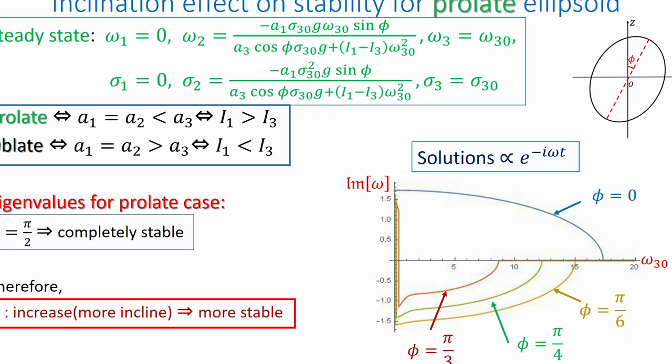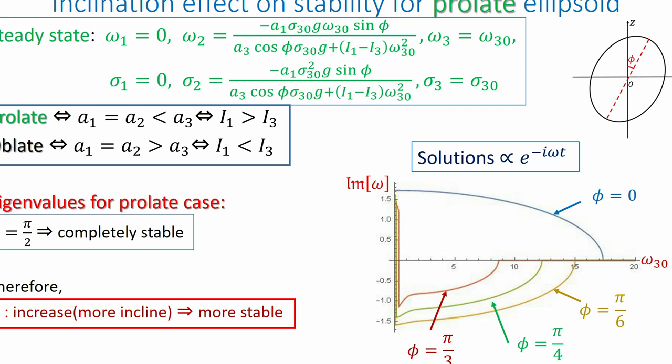The prolate case is elongated, like a rugby ball. Then its feature is that the first component of the inertial tensor is larger than the third one. And stability shows that when there's no tilt, no misalignment, this is the well-known critical point. And if you rotate the top faster than this value, it is stable.